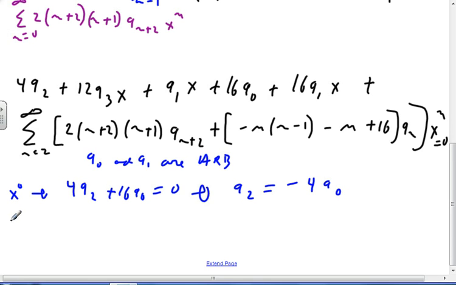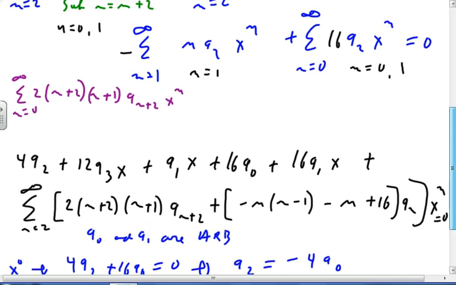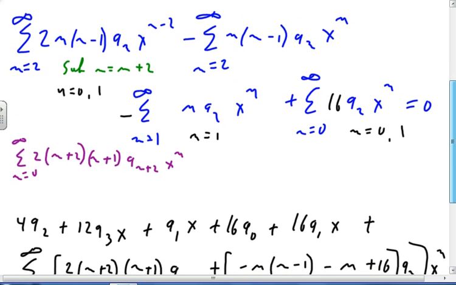I look at the x term and I see that I have 12a3 plus a1 plus 16a1, and that a3 is going to be minus 17a1 divided by 12. There is no way that's right. What did I do wrong? Oh, I don't believe it.